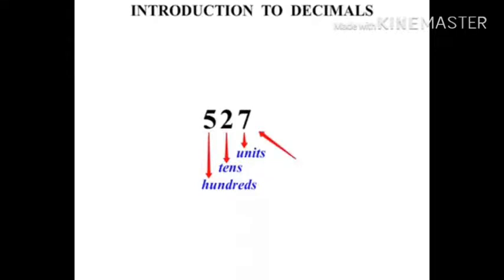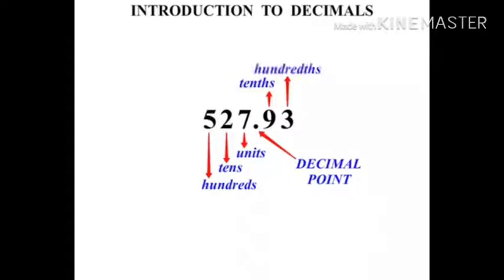Now, if we put something after that whole number, okay, a point, that is known as a decimal point. It separates the whole number part from a decimal part. And let's say we had a 9 and a 3 in those positions. We're going to consider those two positions. Well, that 9 is in the tenths position, tenths. And the 3 is in the hundredths position. Okay, so that's what we're going to look at today, tenths and hundredths.